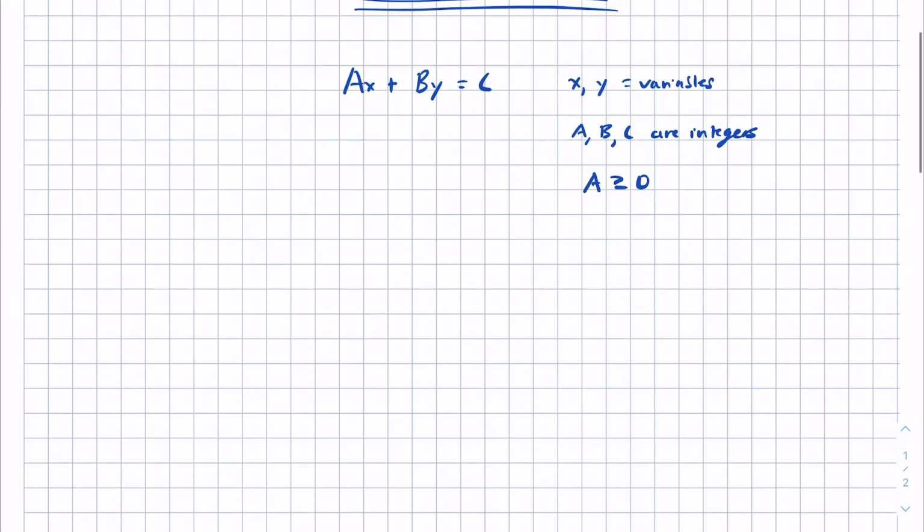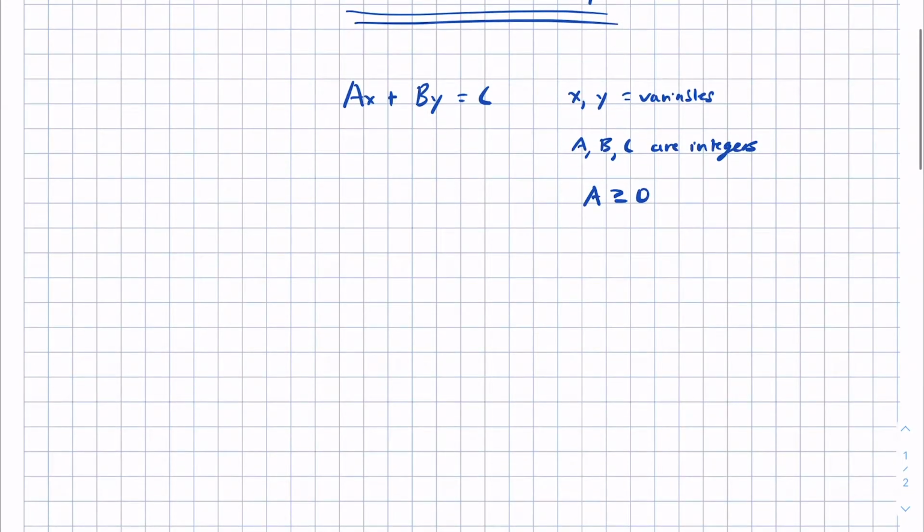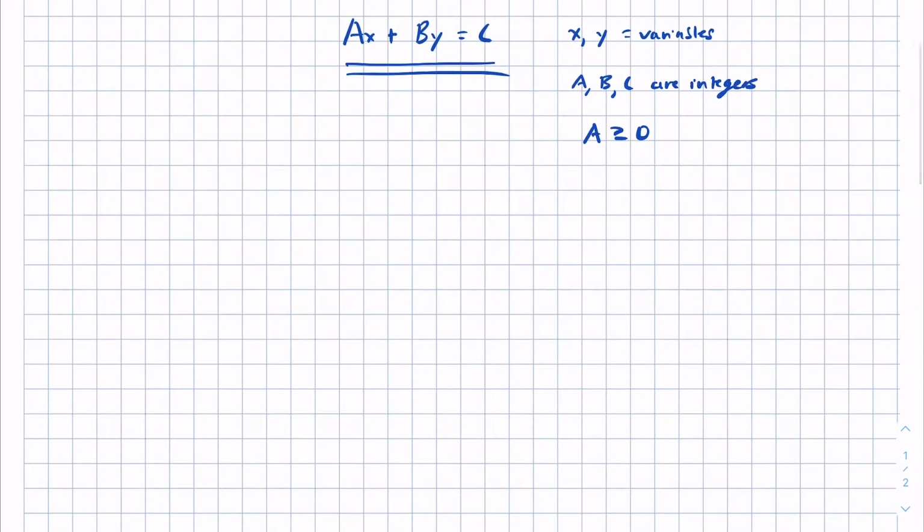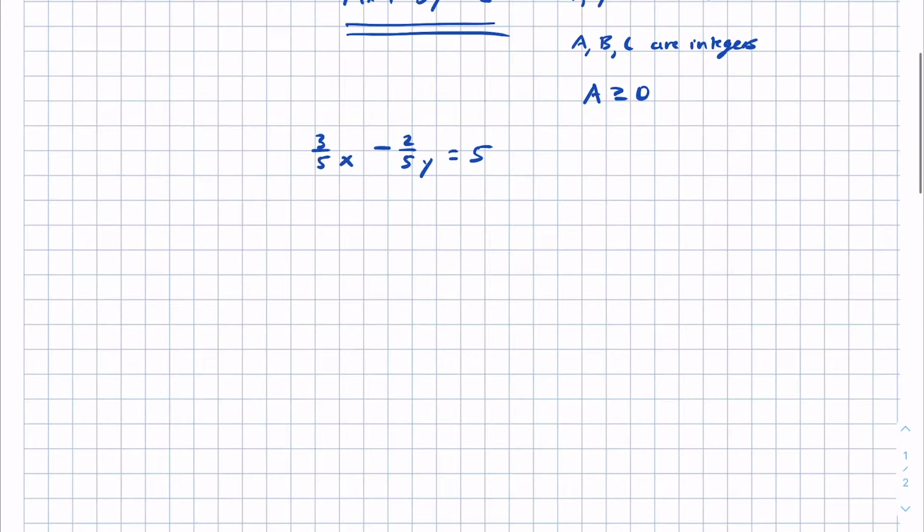If you can rearrange an equation into this format, then you know that you are working with a linear equation in standard form. Say that we have the equation 3/5 x minus 2/5 y is equal to 5. Is this a linear equation? Well, we need to convert this into standard form first. We can do this by first multiplying by 5 on both sides.